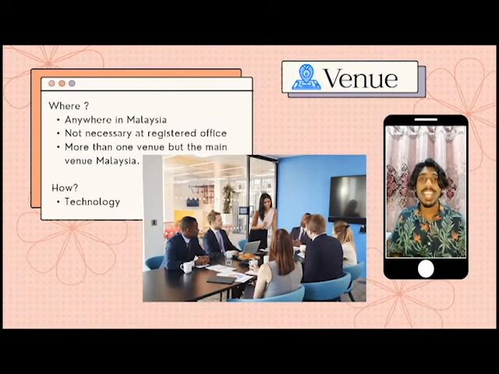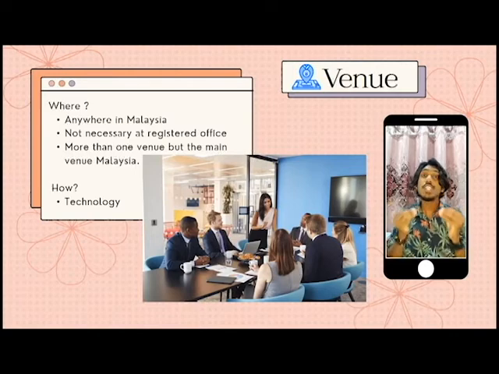The only condition is that the method used should be available to all the members, as all members must have a reasonable opportunity to participate in the meeting.